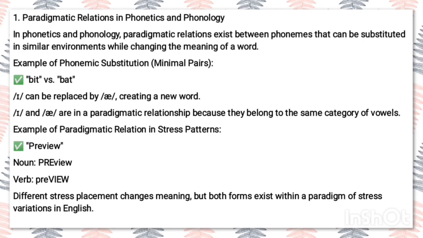Paradigmatic relations in phonetics and phonology. In phonetics and phonology, paradigmatic relations occur when sounds can be substituted in similar environments, changing the meanings of words. For example, phonemic substitutions, that means minimal pairs, words bit versus bat. Here, the vowel sound in bit and the a in bat can be substituted for each other, which changes the meanings of the words. These sounds are in paradigmatic relation because they belong to the same category of vowels.